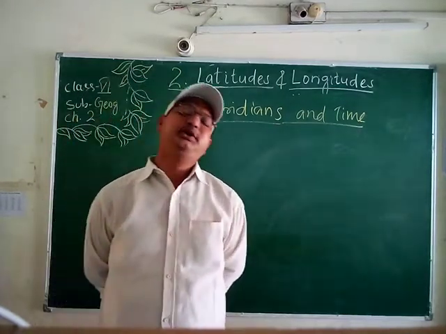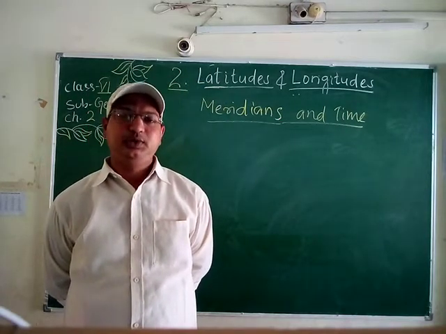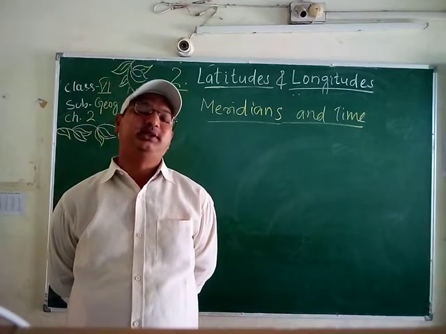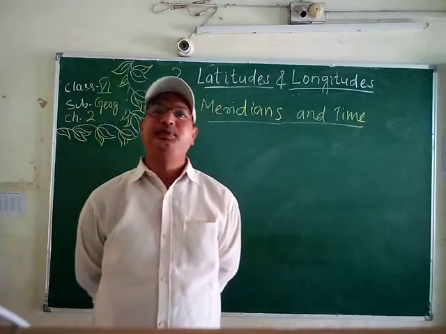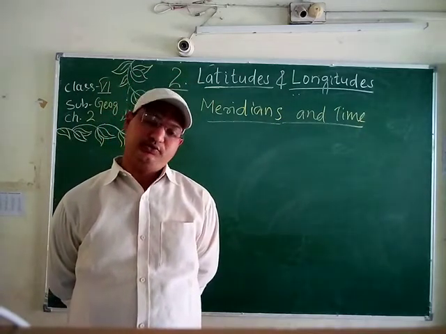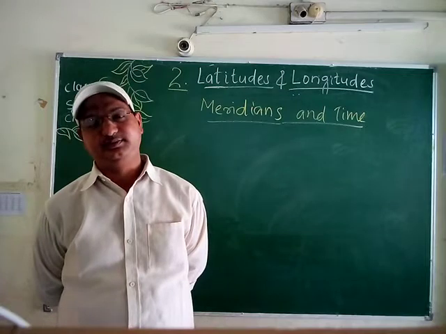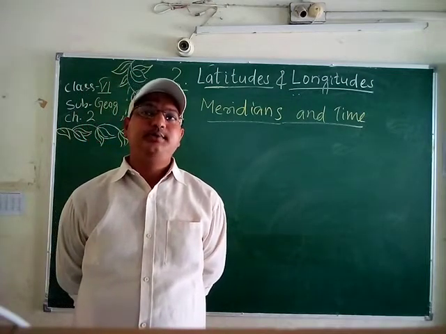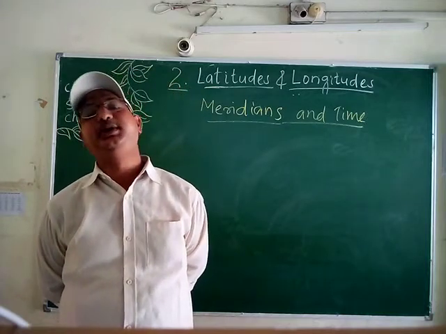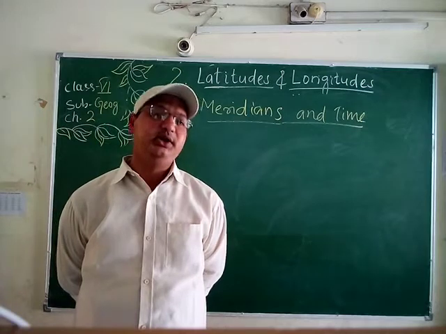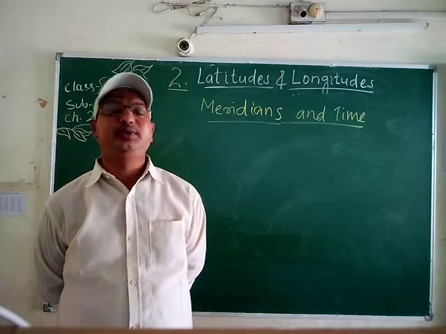Students, the Earth completes one rotation on its axis in 24 hours. The equator is a complete circle. As I have told you, it is the longest latitude on Earth. There are 360 degrees in a circle, we all know that. To calculate how much time each meridian takes to come in front of the sun, we divide 360 by 24, which is equal to 15 degrees in 1 hour. Thus each meridian takes 4 minutes to come in front of the sun.